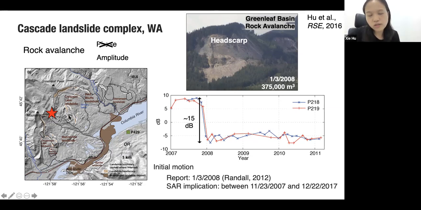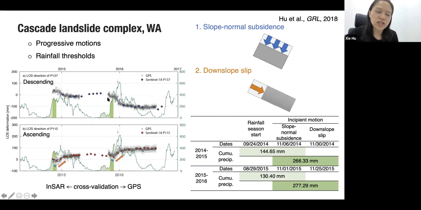For the other part of the landslide, we can still rely on InSAR, that is the phase information, to retrieve the displacement. We also obtained semi-continuous GPS on the active landslide body. We convert the three-dimensional GPS into the line of sight of the descending and ascending tracks of Sentinel-1, and they show very good consistency. We also note the progressive motion, characterized by incipient slope-normal subsidence that occurred after about 140 millimeters of rainfall collected since the rainfall season started. Thereafter, once about 270 millimeters of rain collected in less than one month, more drastic downslope slip occurred.